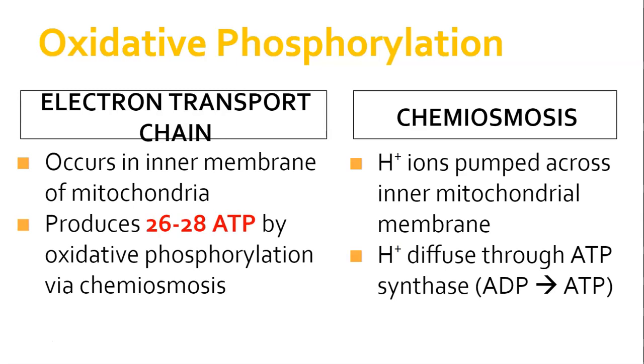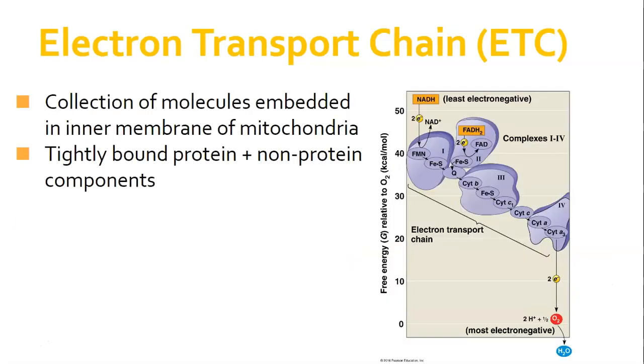So in terms of the electron transport chain, electron transport is occurring in the inner membrane. At the end of all of this, about 26 to 28 ATP will be made by the process of chemiosmosis. So chemiosmosis is really the process of the proton gradient being pumped across the membrane, and that then diffusion through ATP synthase fuels the production of ATP. So I'll show you what that kind of looks like.